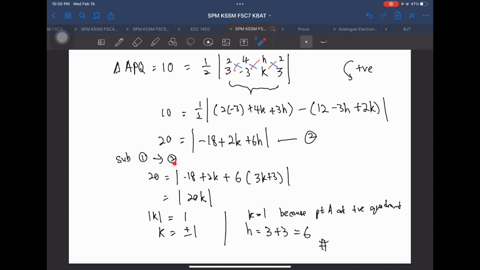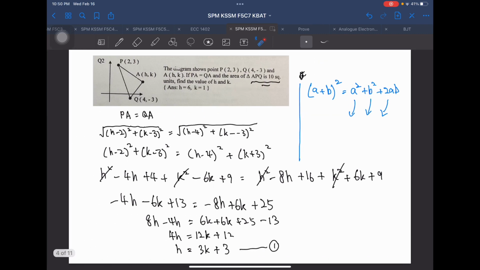You can substitute the first into the second, so you just substitute in for h here, and then simplify this whole thing in the bracket. You get this, and then divide both sides by 20. You get absolute k equals 1, and k can be positive or negative 1, but k equals 1 since A is in the positive quadrant.